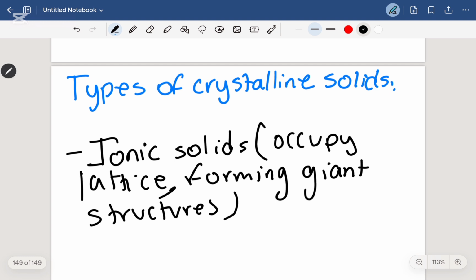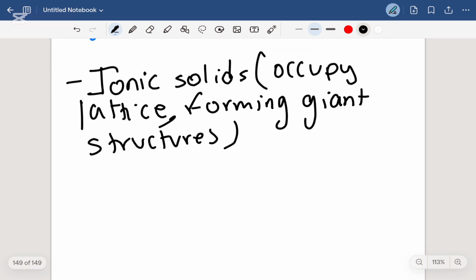But the difference with ionic solids is that the lattice is made out of two charges, the cation and the anion. So they have a force of attraction between them, okay? And as we said, these are the ionic bond forces. They have these forces of attraction between them that cause this lattice to form a giant structure. So this is ionic solids.